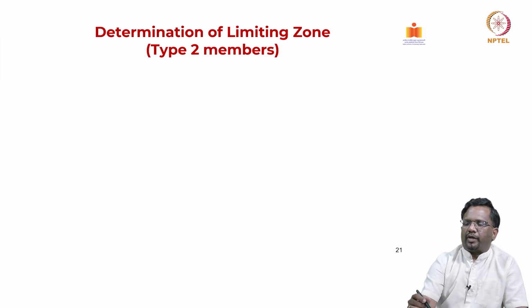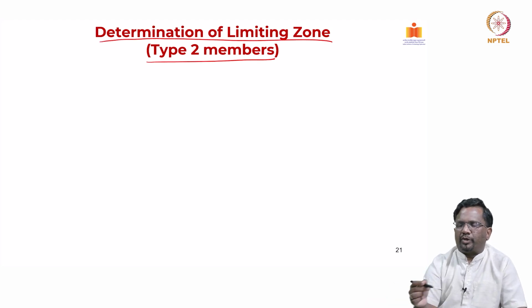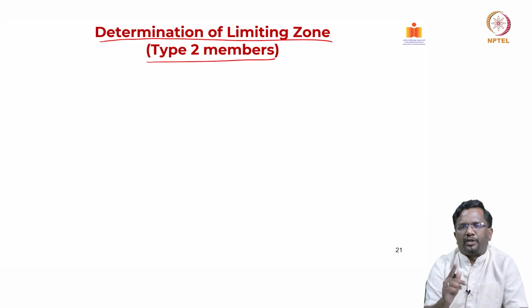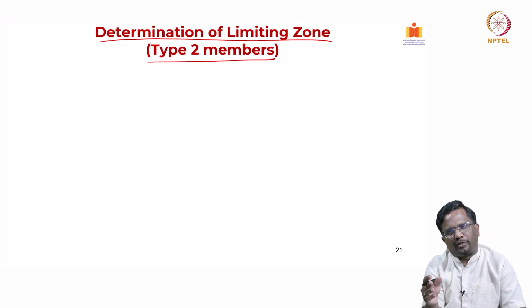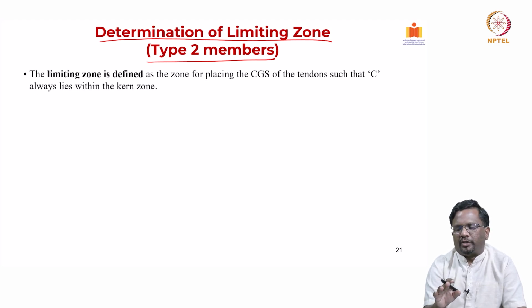Now we can define what is called the limiting zone for a type 2 member. Again, if you go back, in type 2 member tension stresses are allowed, but the tension stresses have to be within certain limit. Tension is allowed in type 2 and type 3. In fact, in type 3 cracks are also allowed, but the crack width will be kept within a limit. In type 2 cracks are not allowed, but tension stresses are allowed, right.